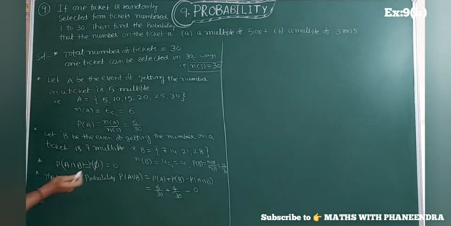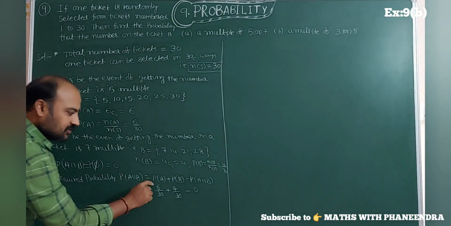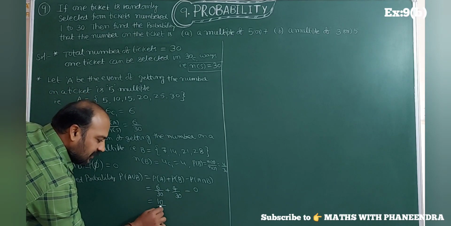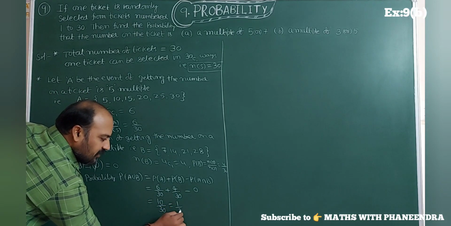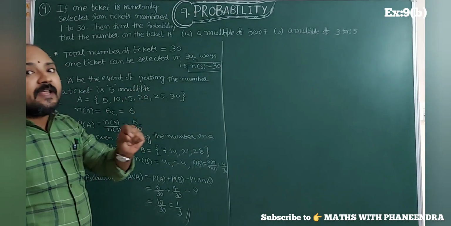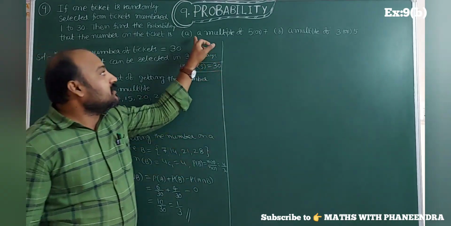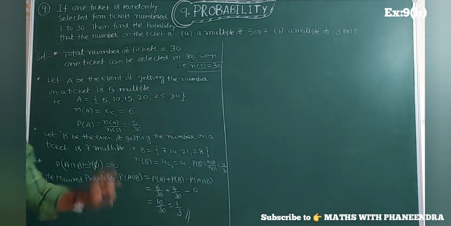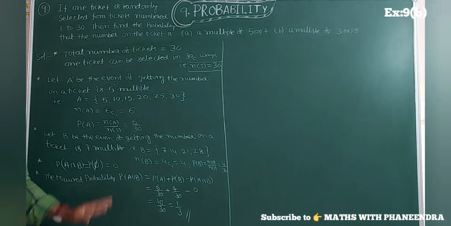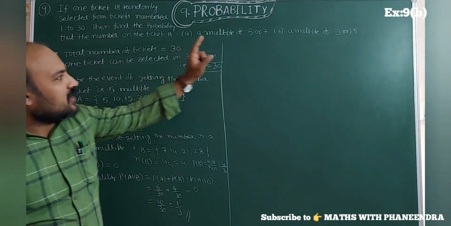P of A intersection B value 0, we got it here. So 6 plus 4, 10. Why? Because denominators are same now. So 10 by 30, that is equal to 1 by 3. Therefore, the probability of getting a number on the ticket that is a multiple of 5 or 7 is 1 by 3. I hope you people understand that. We will move on to the same procedure for the next question.